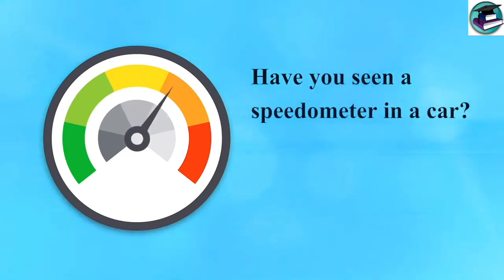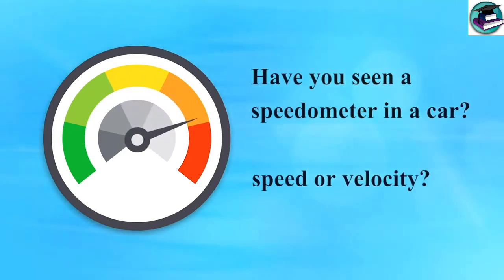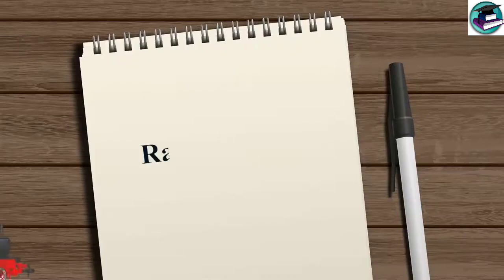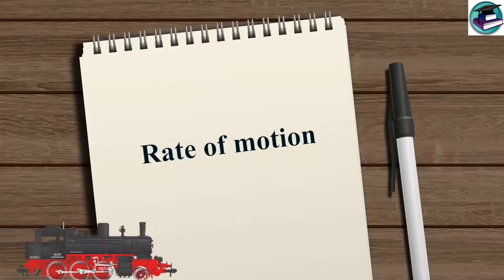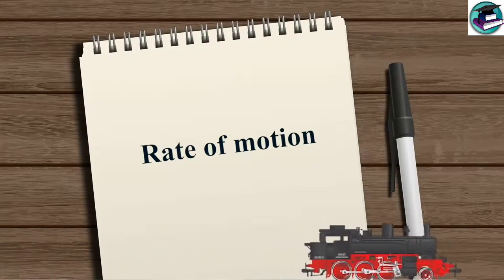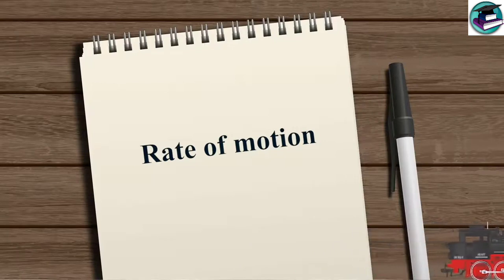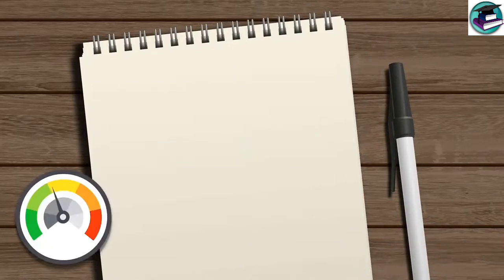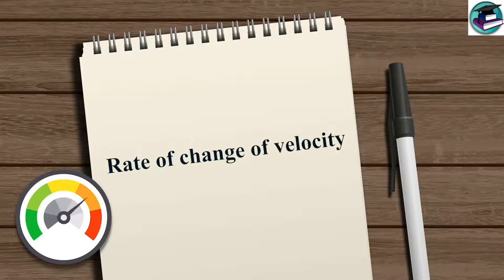Have you seen a speedometer in a car? What does it measure? Is it speed or velocity? Earlier, we learned about the rate of motion, which is the rate of change of position of an object in the given time interval. Now, let's study the rate of change of velocity.